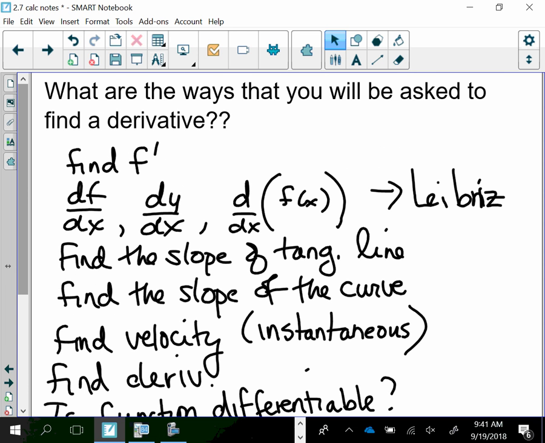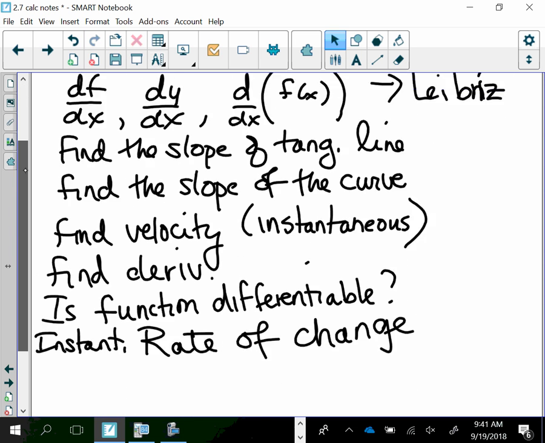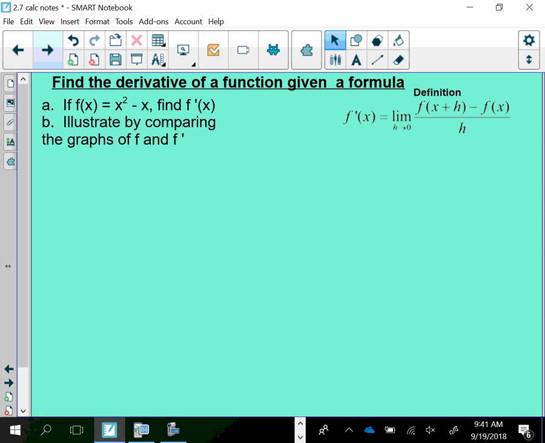All right. So your list is going to grow. The whole semester, we're going to talk about derivatives. And then second semester, we're going to talk about something else that is related to derivatives, an antiderivative. So you just got to recognize, oh, I got to find the derivative. So let's talk about a particular function here, x squared minus x. We're going to find f prime, which is also known as the derivative of the curve.